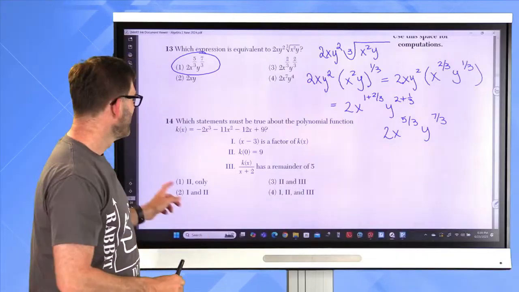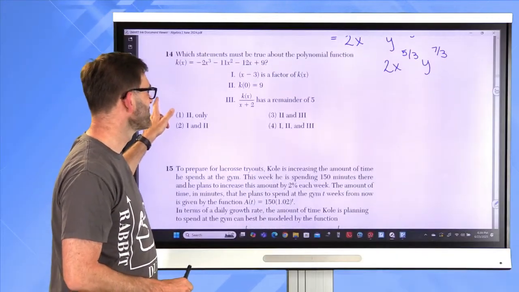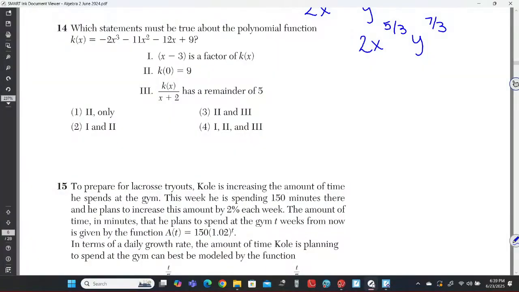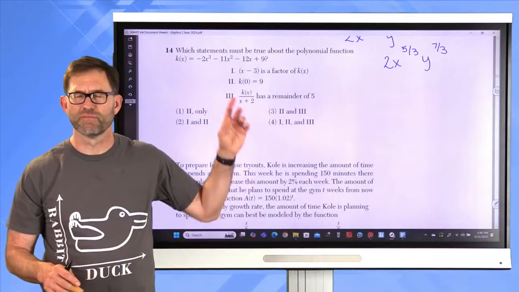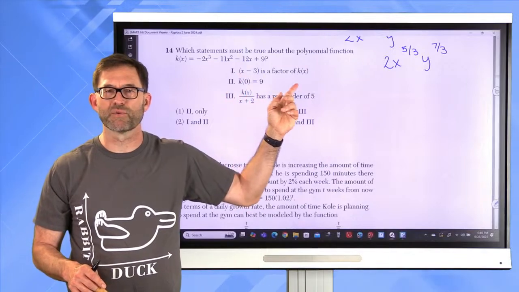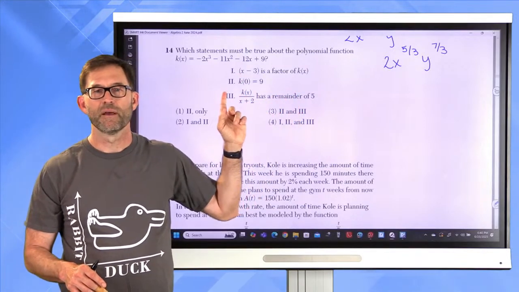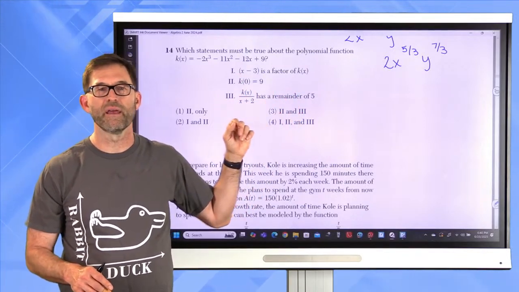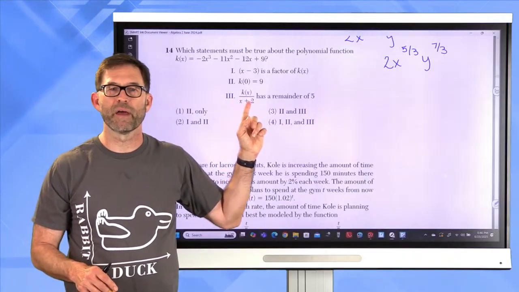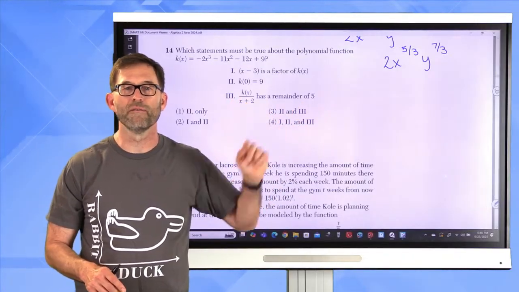All right, let's take a look at problem number 14. Which statements must be true about the polynomial function k of x equals negative 2x cubed minus 11x squared minus 12x plus 9? All right, so choice Roman numeral 1, x minus 3 is a factor of k of x. Number 2, k of 0 equals 9. Number 3, k of x divided by x plus 2 has a remainder of 5.